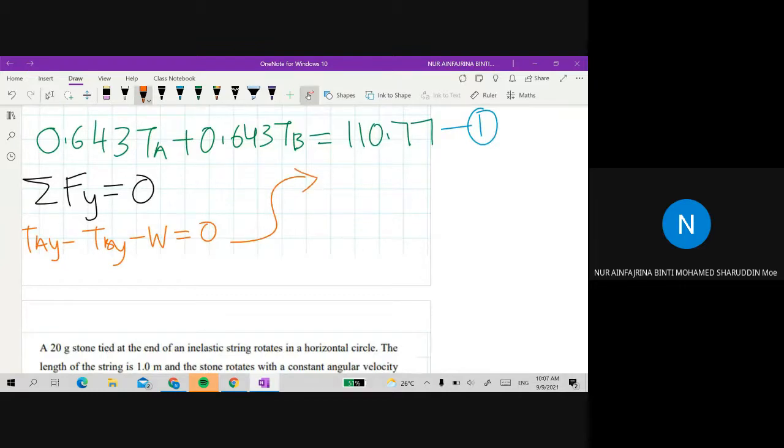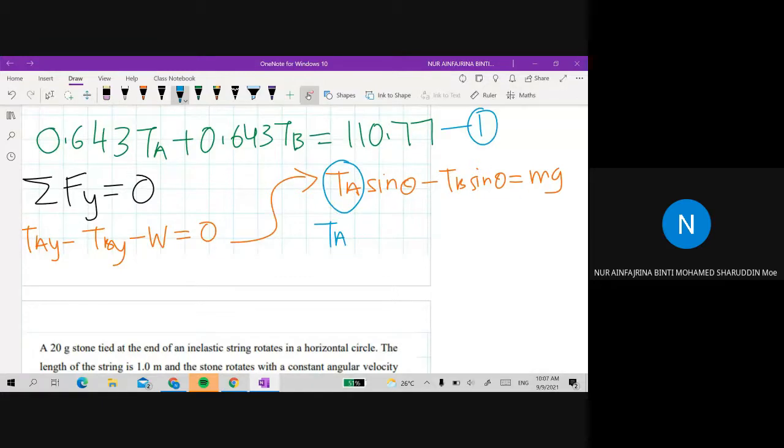Okay. Now, TAY kita dah resolve dia. Dia adalah TA sin theta. TBY adalah TB sin theta. So, Miss akan bawa weight ke belah sana. Jadi, dia akan jadi mg equals to mg. Sekarang, Miss nak cari TA. So, I'm going to make my subject TA now.